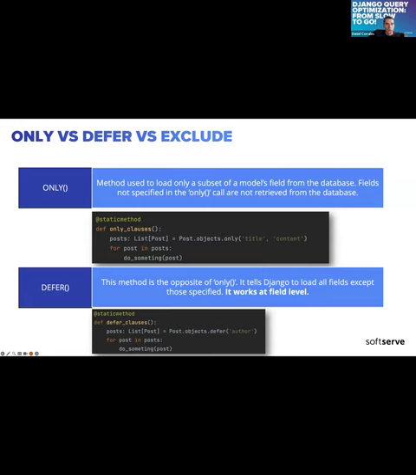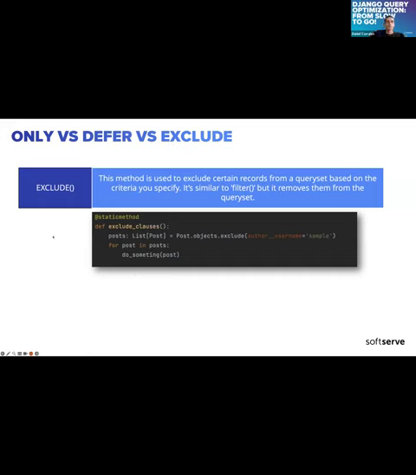Continuing with exclude, it is the opposite of filter. It's also really simple because this method is used to exclude certain records from a query set based on the criteria you specify. It's similar to filter, but it removes them from the query set. So we can use in our line of code the exclude and the filter if we want. We can use just exclude. The thing here is that we are using a negation of the filter, so it can be used always with the attributes that we want to work with.